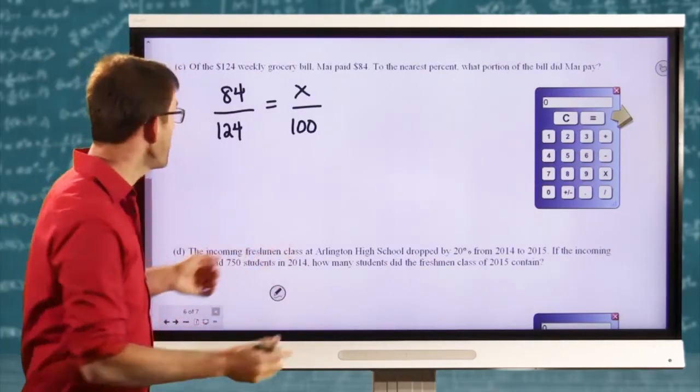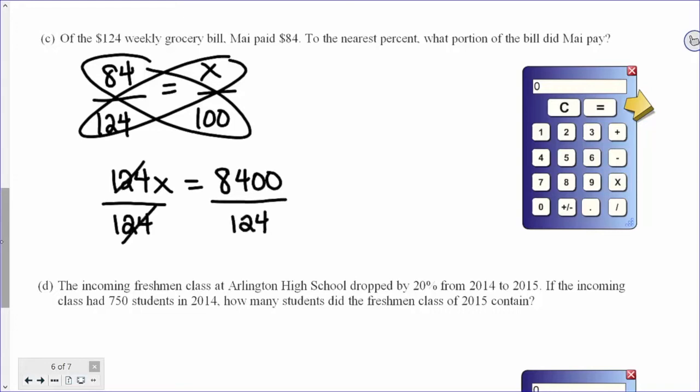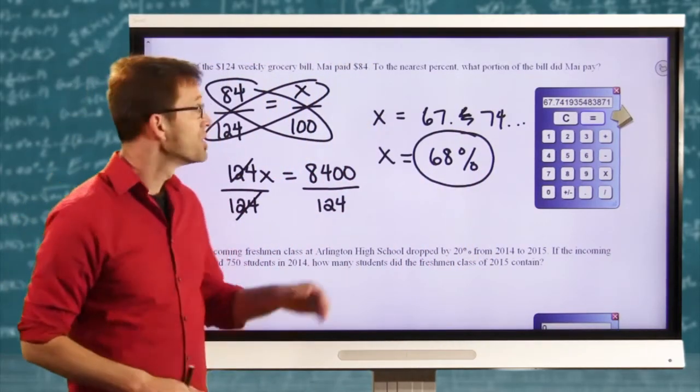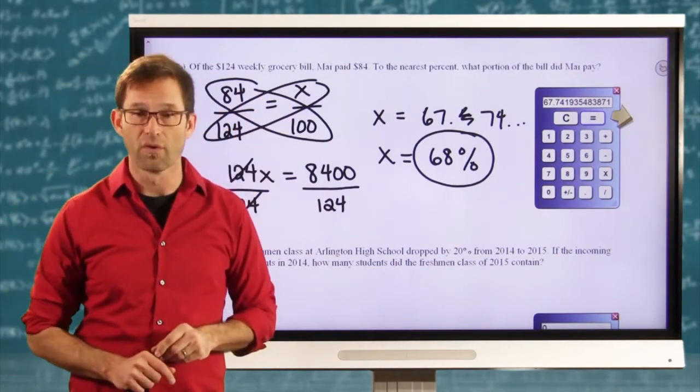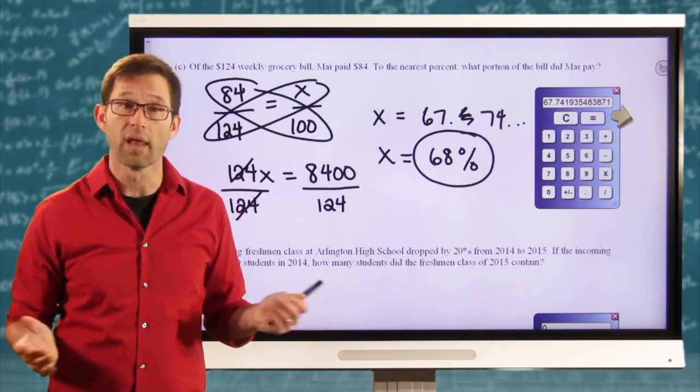That's all we're doing. And again, nice little cross multiplying. Nothing really too mentally stressful here. 124x equals 8400. Divide both sides by 124. And x will equal 8400 divided by 124. 67.74, etc. I didn't say what to round to here, I should have, but we'll just round to the nearest percent. May paid 68%. So 68 out of 100 is the same as 84 out of 124. If the total bill had been $100, May would have paid 68. The total happened to be 124, so she paid 84.